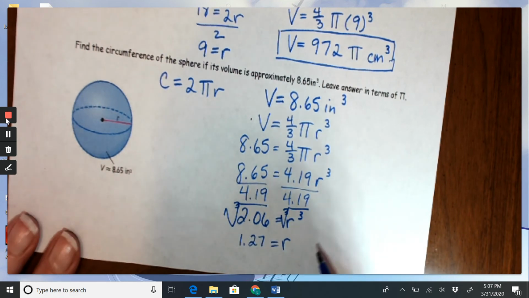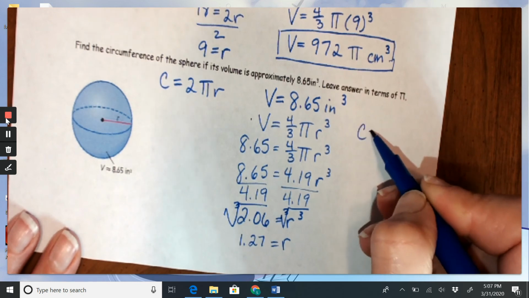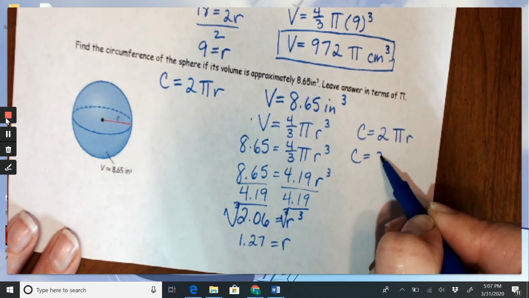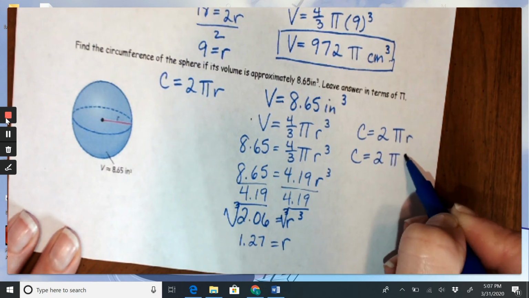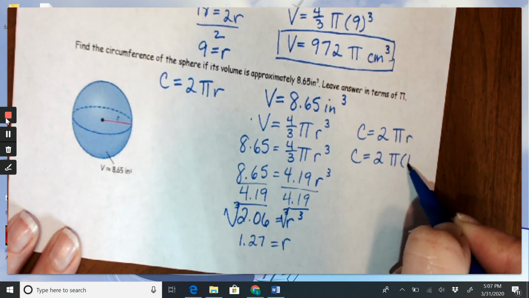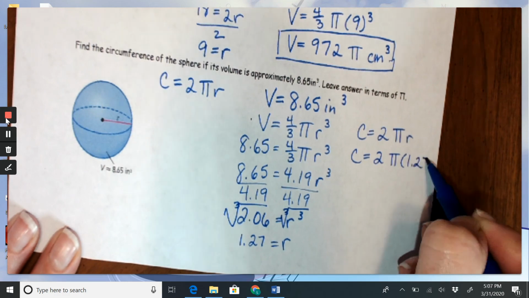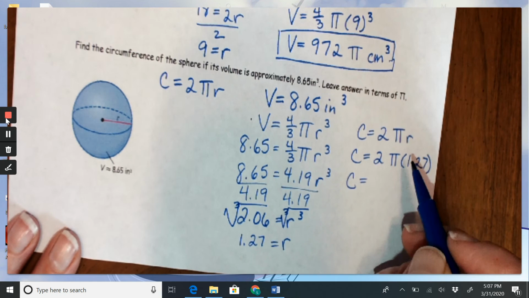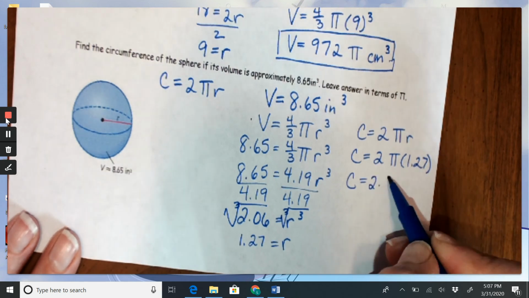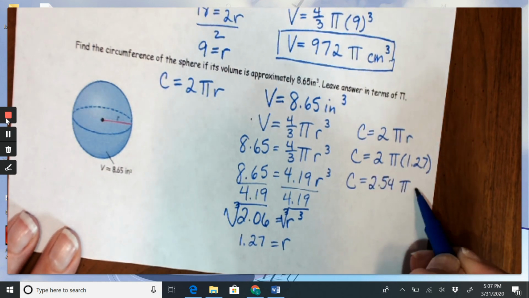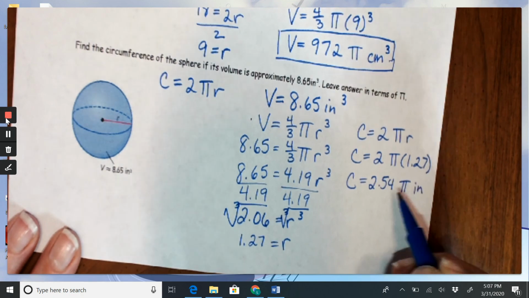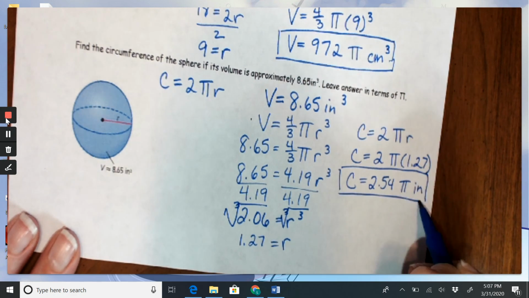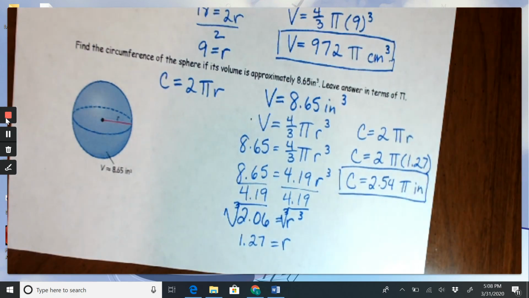We want to know that circumference. So circumference is equal to 2 pi r, or circumference is equal to 2 pi times 1.27. We're going to leave our answer in terms of pi, which means we're just going to multiply the 2 and the 1.27, and we get 2.54 pi inches. And again, it's just inches because it's just that one-dimensional length around the sphere. So the circumference here is 2.54 pi inches.